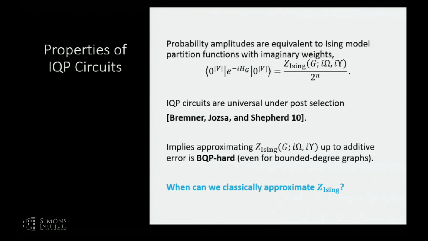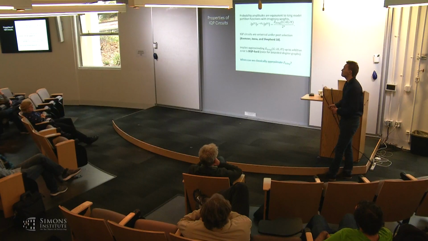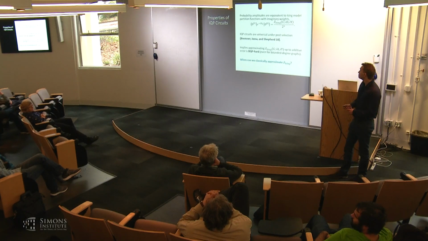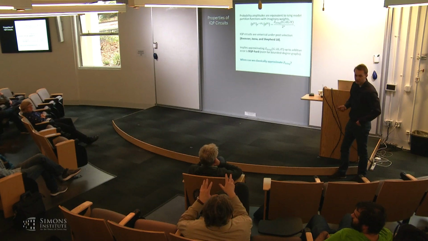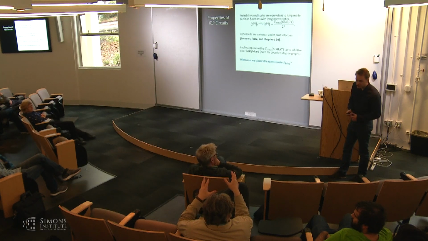So which parameters in the Ising model do you make pure imaginary? The couplings or the magnetic fields? Both. So they're purely imaginary in this case. Yeah, and quantum computers are able to compute this, right? Or you can't compute it.